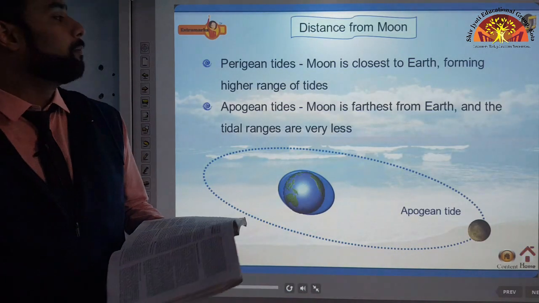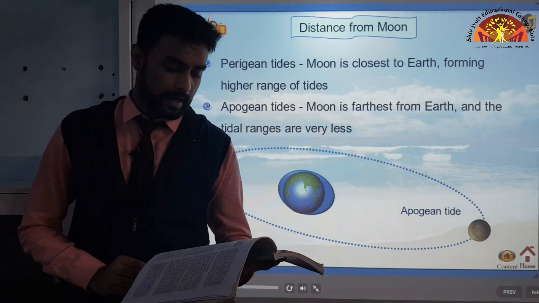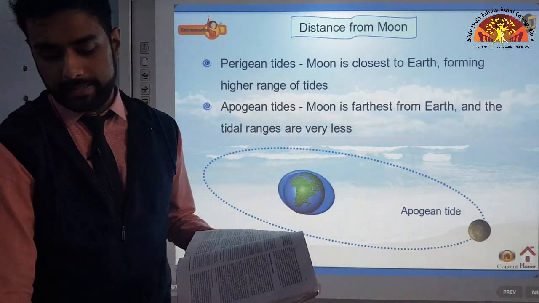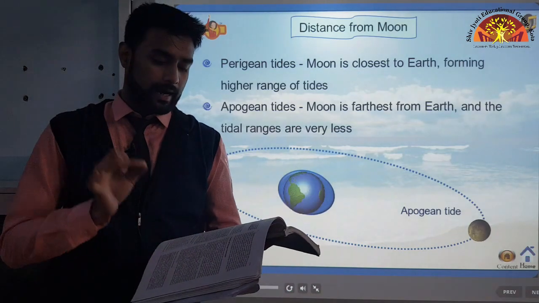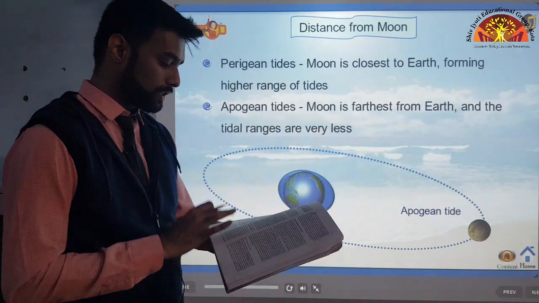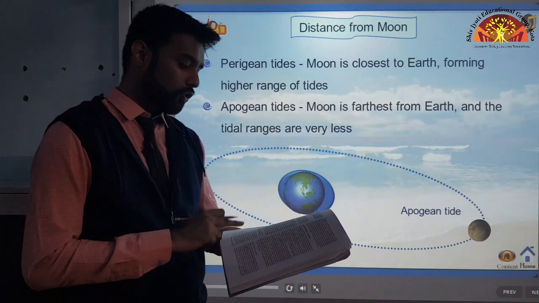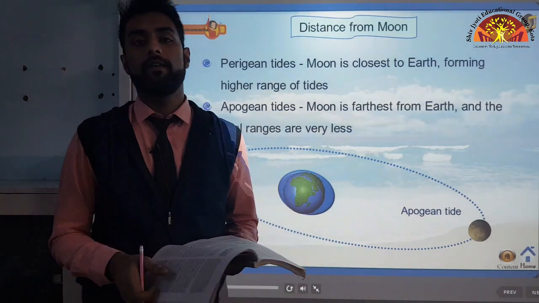These happen 2 times a month. Now, the time between the high tide and low tide when the water level is falling is called the ebb. What is an ebb? Underline this. It is the time between the high tide and low tide when the water level is falling. And the time between the low tide and high tide when the water is rising is called the flow or flood.